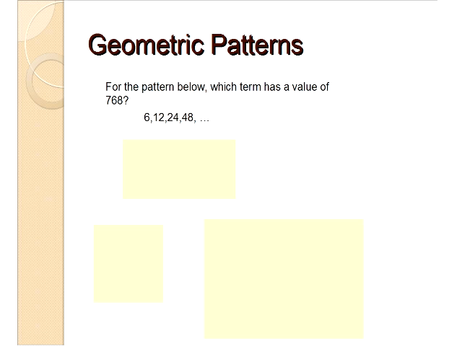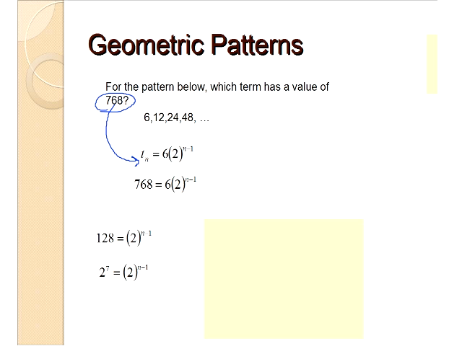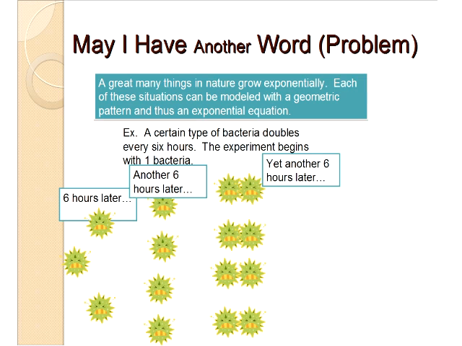Alright, so which term has a value of 768 in the following pattern? And so again, we can see quickly that there's a common ratio here of 2, and the first term is 6. So now we want to plug this in for our Tn value. I'm going to isolate the power by dividing by 6. Now I can get a common base. Since my bases are the same, my exponents are the same, and so the 8th term in this pattern would be 768.